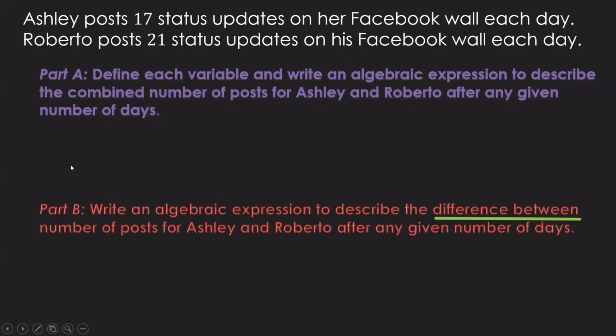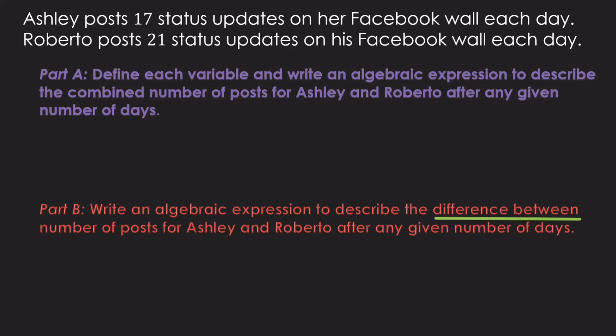Okay, so here's our last one. Ashley posts 17 status updates on her Facebook wall each day. Roberto posts 21 status updates on his Facebook wall each day. So part A asks us to define each variable and write an expression to describe the combined number of posts for Ashley and Roberto after any given number of days. We'll get to part B in a minute, but let's go back to part A.